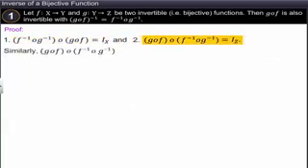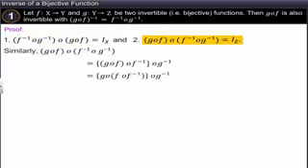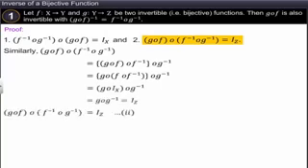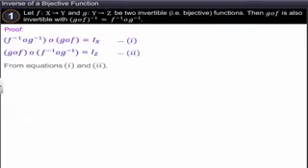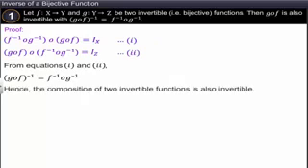Similarly, we can prove that the composition of F inverse circle G inverse and G circle F is an identity mapping from z to z. From equations 1 and 2, we conclude that the inverse of the composition of F and G is equal to the composition of the inverse of G and F. Hence we can say that the composition of two invertible functions is also invertible.